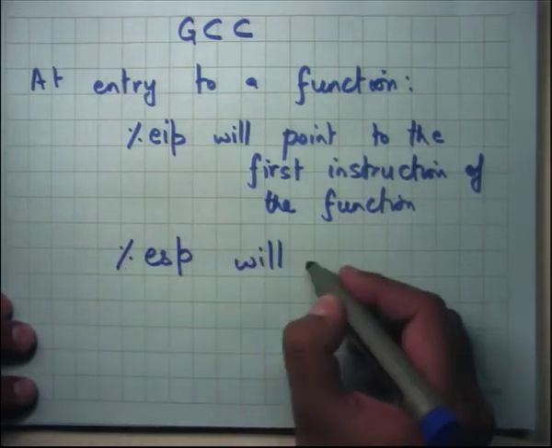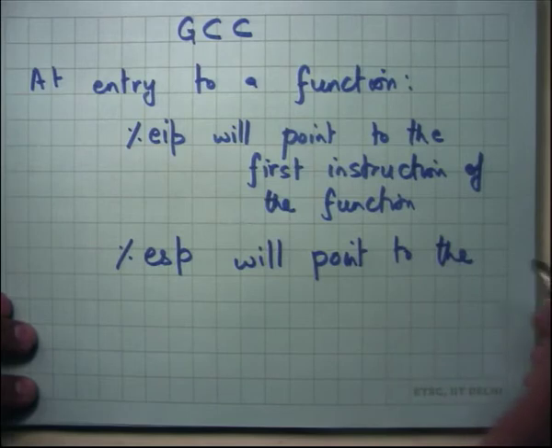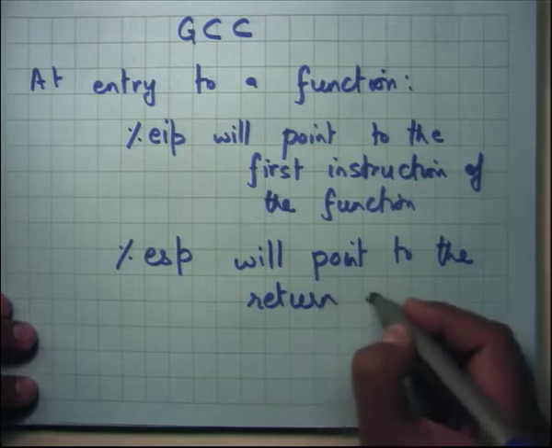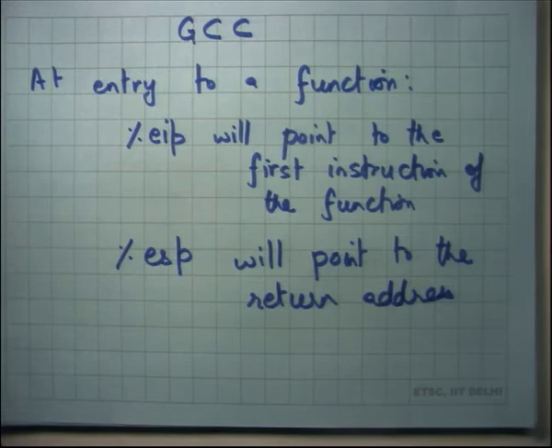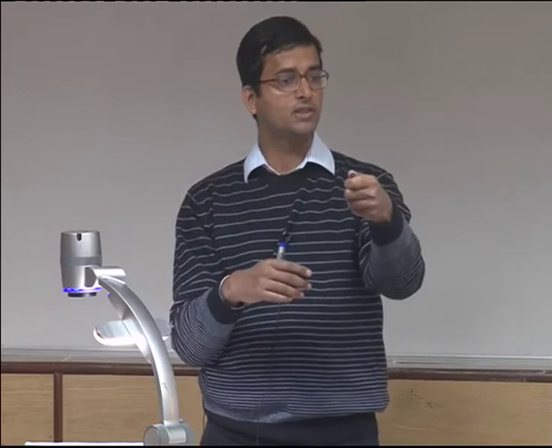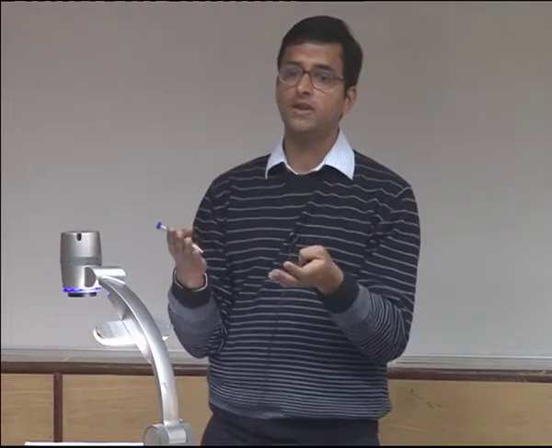will point to the return address. We saw that when you say call, the return address automatically gets pushed, so GCC is basically using the same thing as what the call instruction does. As soon as you enter the function, the program counter is the first instruction of the function, and the stack pointer should be pointing to the return address. So if the first instruction of the function is, let's say, return, then you just go back to the return address.